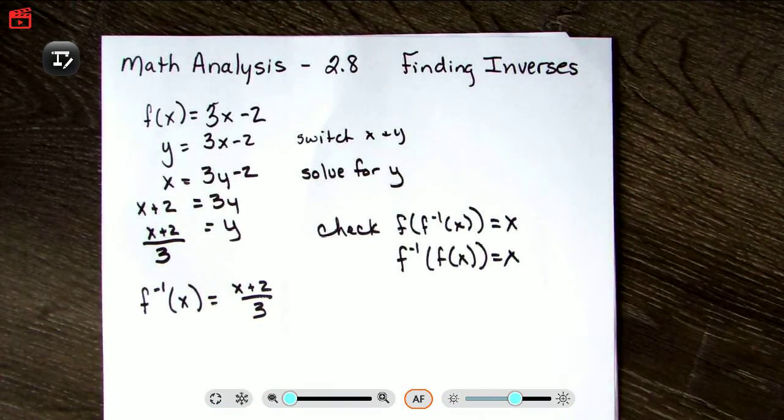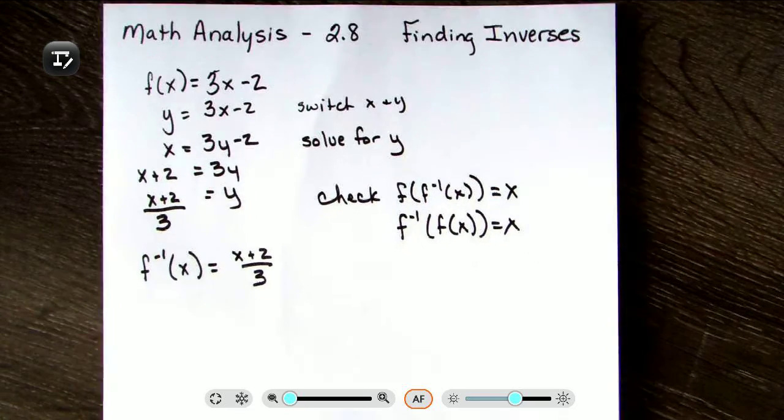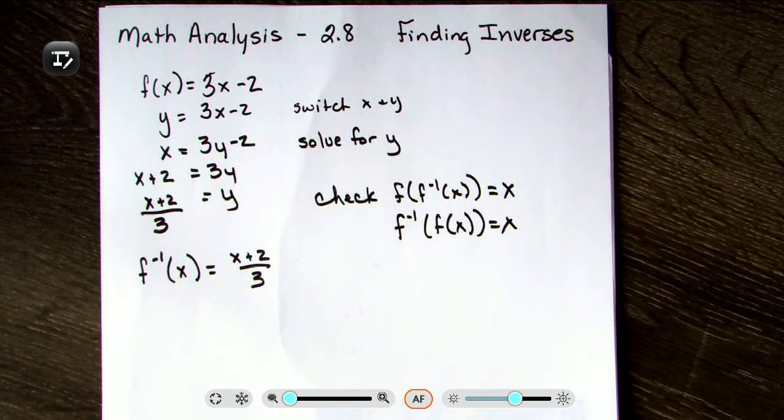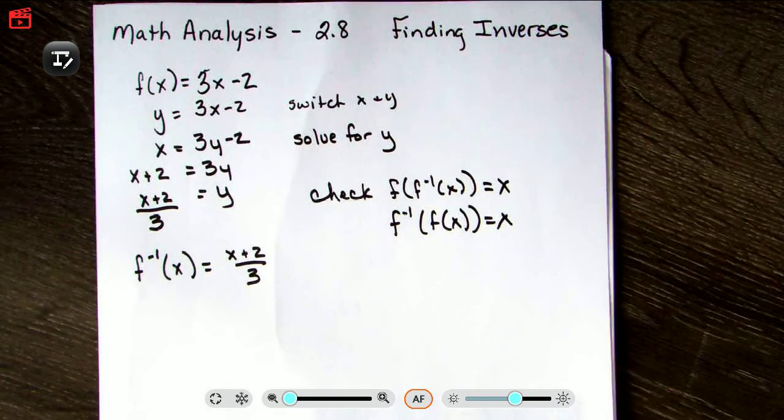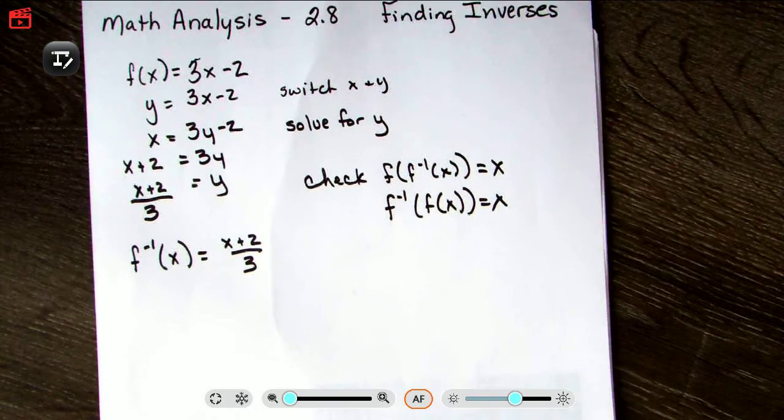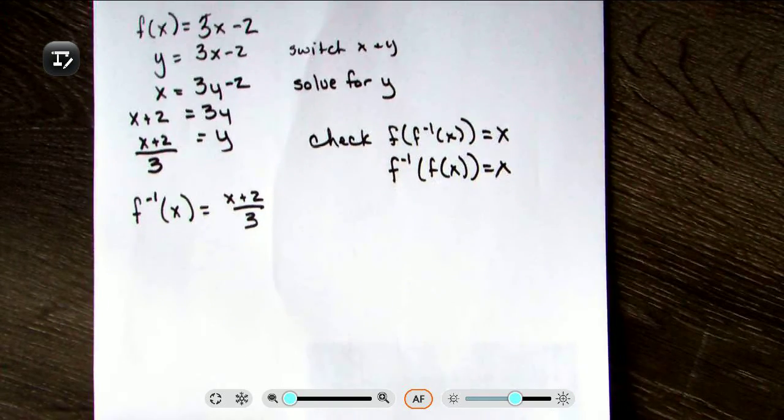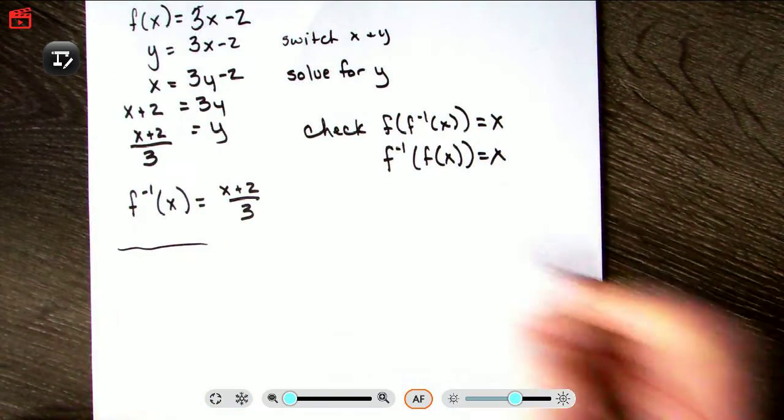So it does check. I am not going to check every example. In fact, this is the only one that I will do, but you should get in the habit of making sure that it does work. So let's do another one.